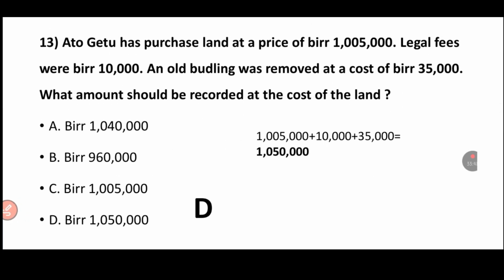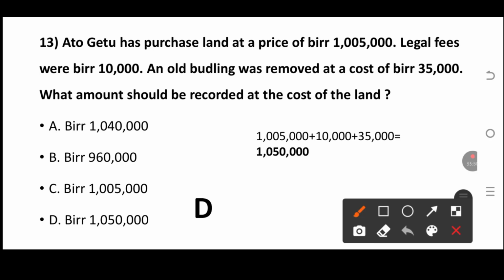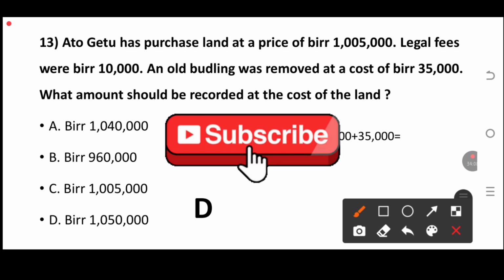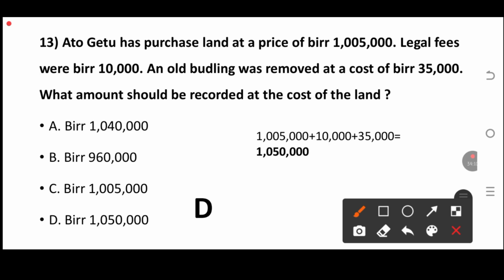Let's dive into the 13th question. A target who has purchased land at a price of 1,005,000. Legal fees were 10,000. An old building was removed at a cost of 35,000. What amount should be recorded as the cost of the land? The land was purchased at this price, but the legal fee is there also, 10,000, and the old building was removed at a cost of 35,000.